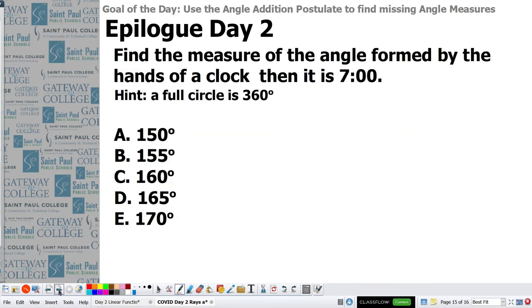And then again, we always end with an epilogue question, epilogue day 2. So find the measure of the angle formed by the hands of a clock.